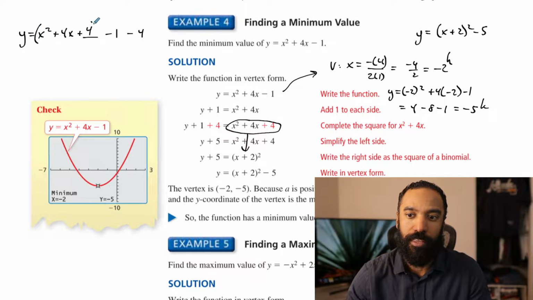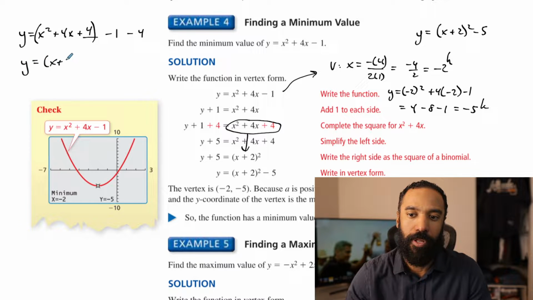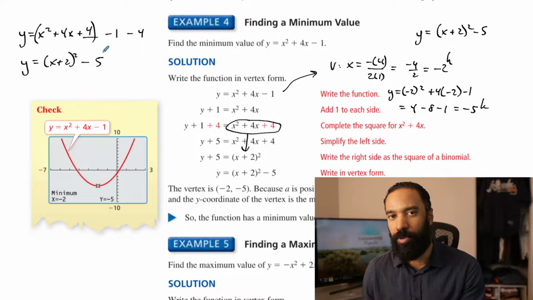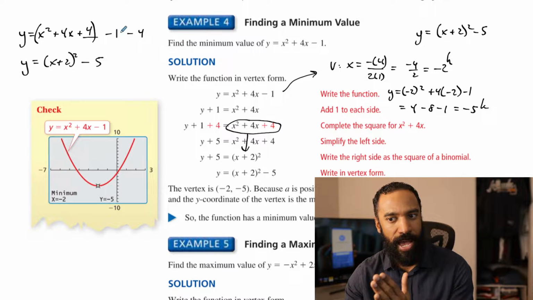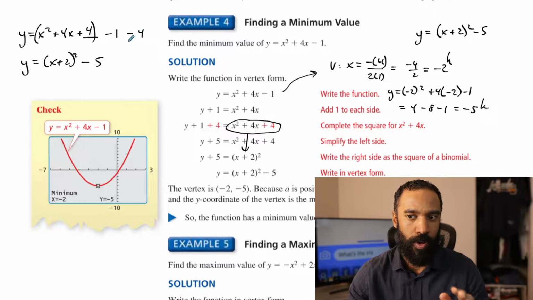Now, this is the one that factors down into x plus 2 quantity squared, and negative 1 minus 4 is negative 5. So I never move anything over in the process. I just move it to the side, and I add and subtract on the same side of the equation. I hope you're okay with that.